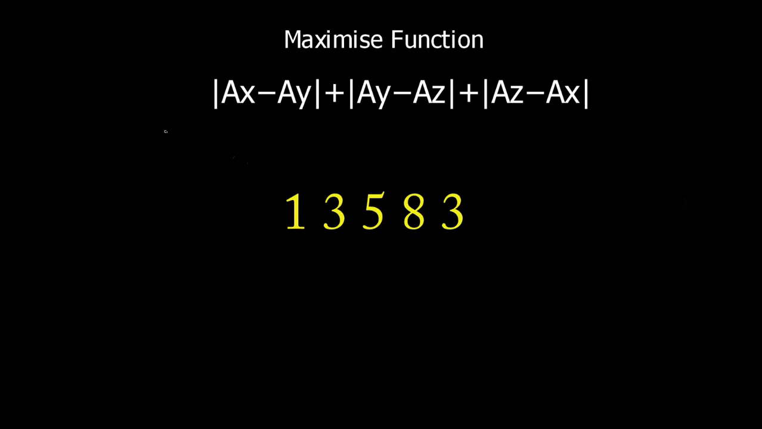Hello everyone. Today I am solving this problem, maximize function. In this problem I am given an array of integers and I need to choose three indices x, y and z such that these indices are distinct, and the value that I get by subtracting the elements at those indices must be maximized. That is, the value of this equation needs to be maximized.